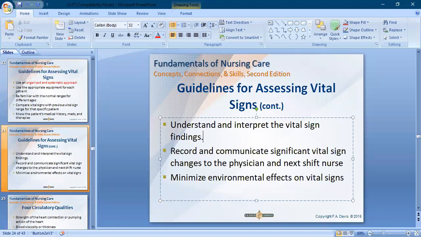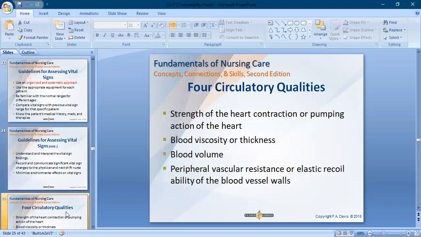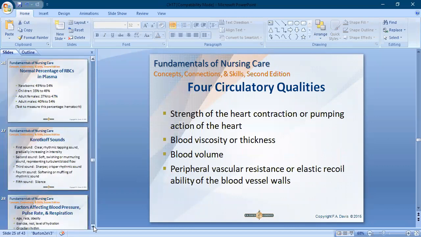Minimize the environmental effect when you check the vital signs. Very important. A quiet and good setting, a good environment, is very important during the check. And also the four circulatory qualities. Four circulatory qualities means strength of the heart contraction or pumping action, blood viscosity, blood volume, and peripheral resistance. These four factors influence the patient's blood pressure.